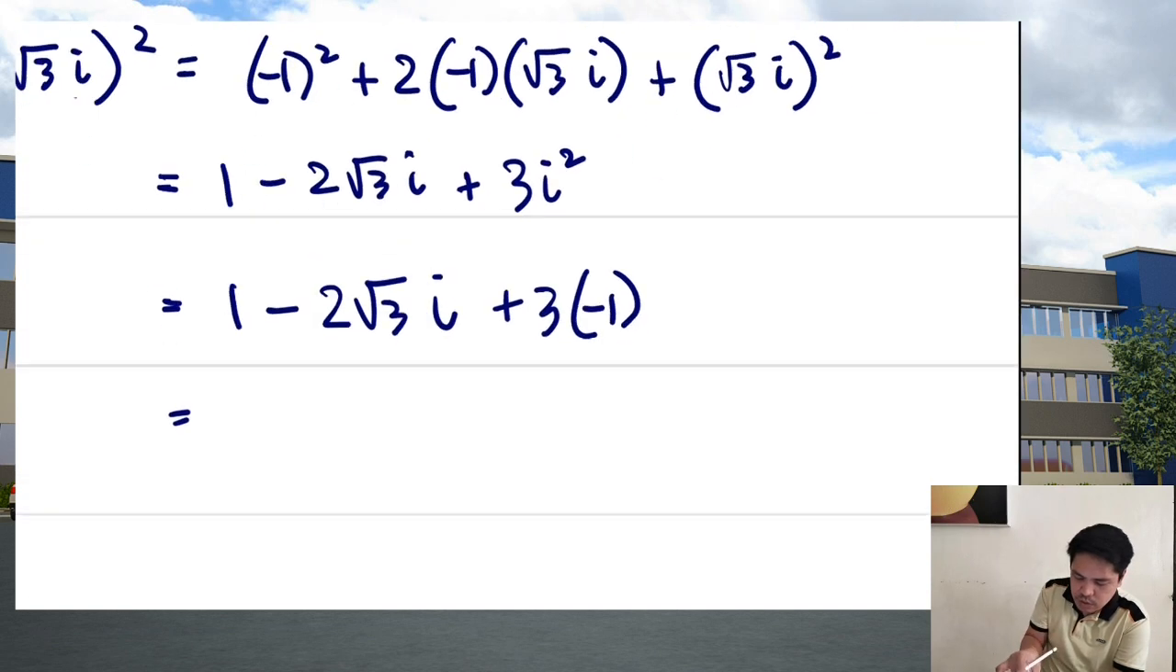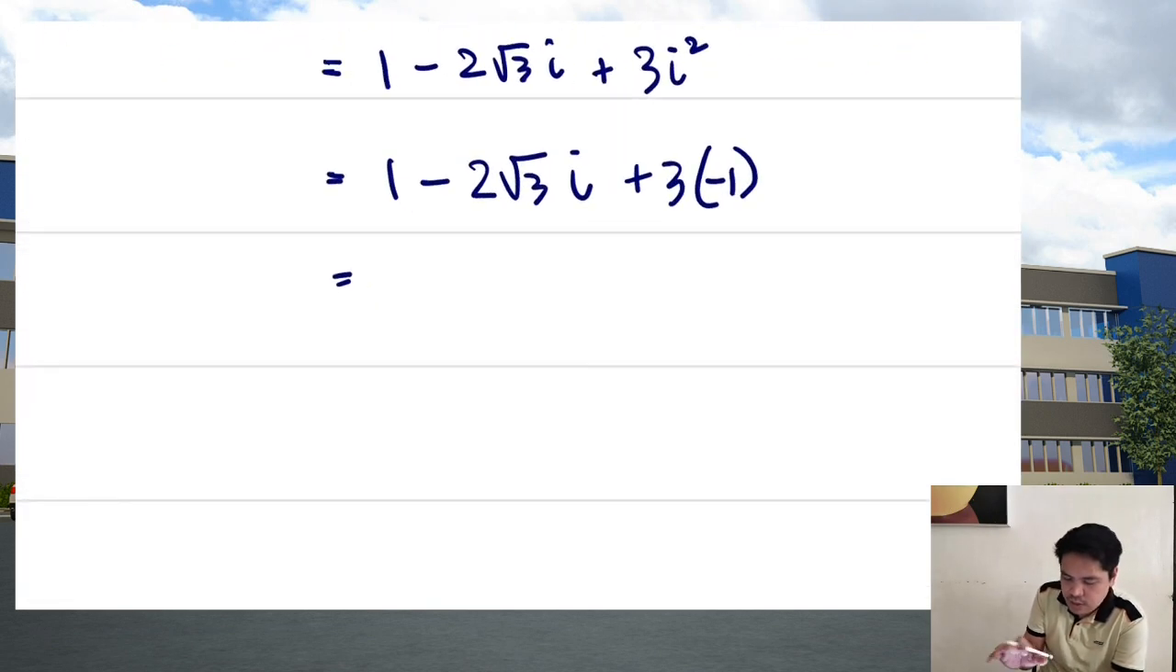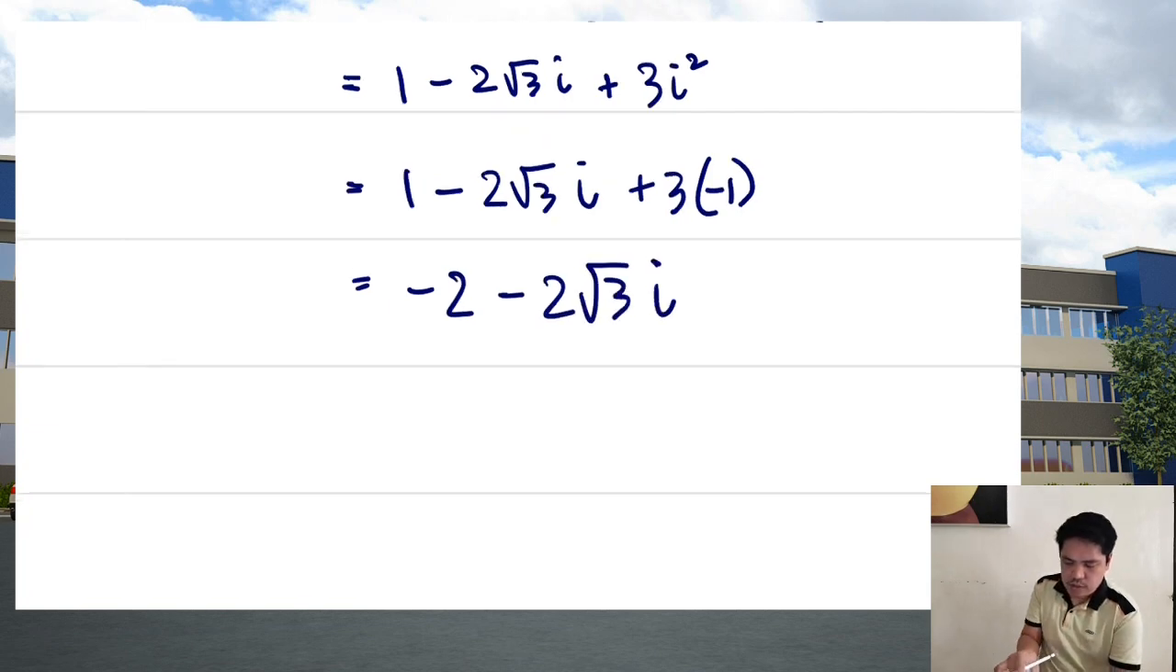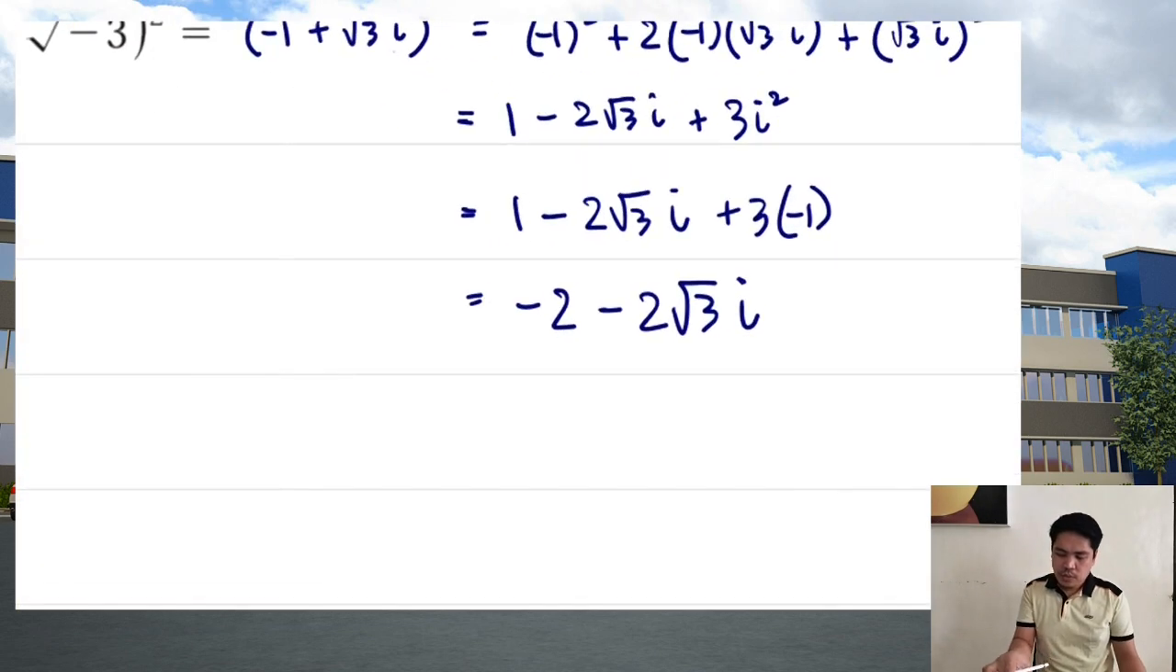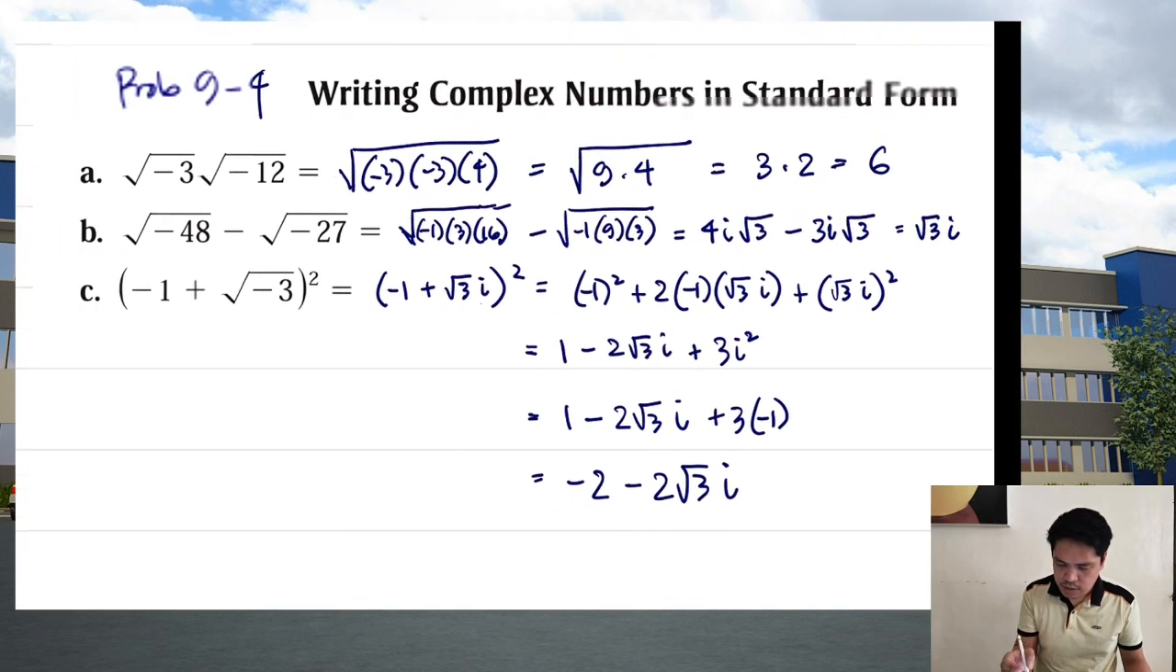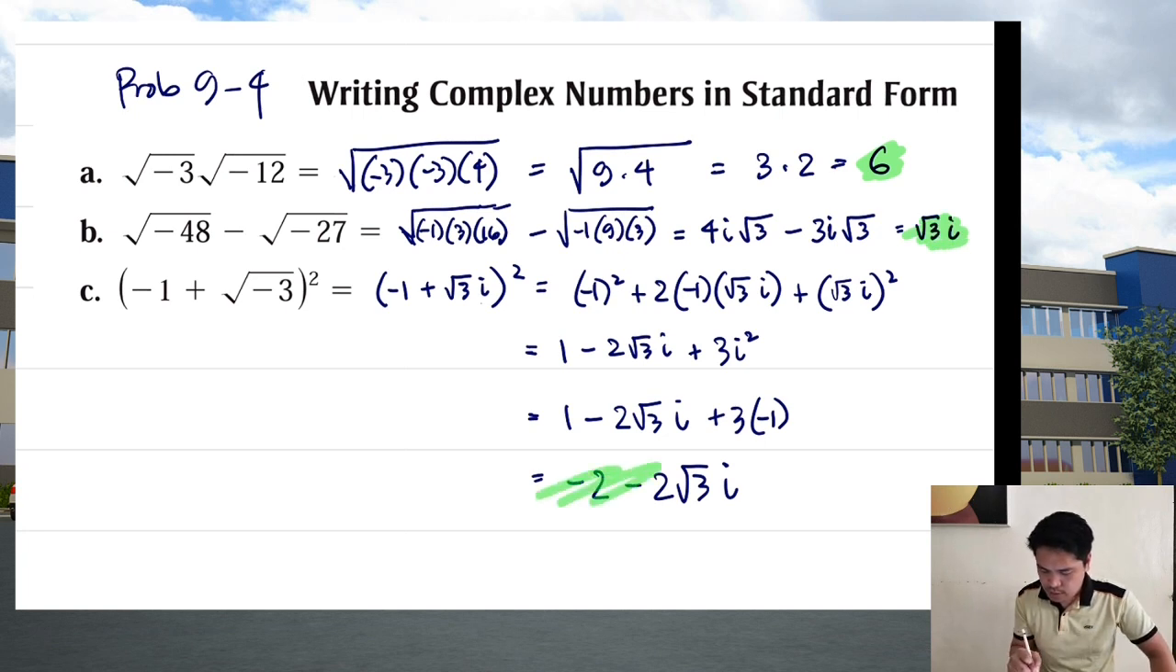So, what would be our final answer, or in its standard form? So, this would become negative 3. So, 1 minus 3 is negative 2 minus 2 square root of 3i. So, that is our standard form. Okay, let me highlight the answers para sa inyo. Okay, this is the answer. Kani, and this one.